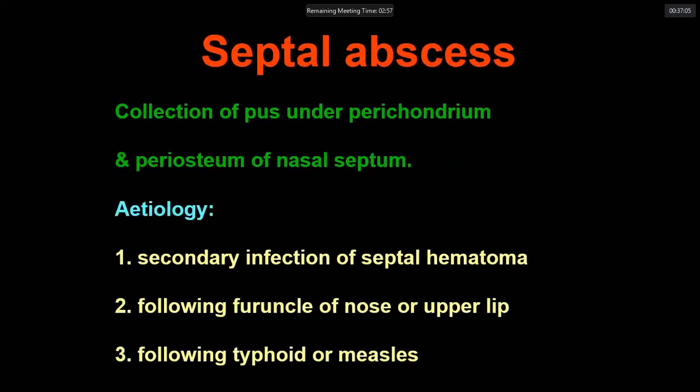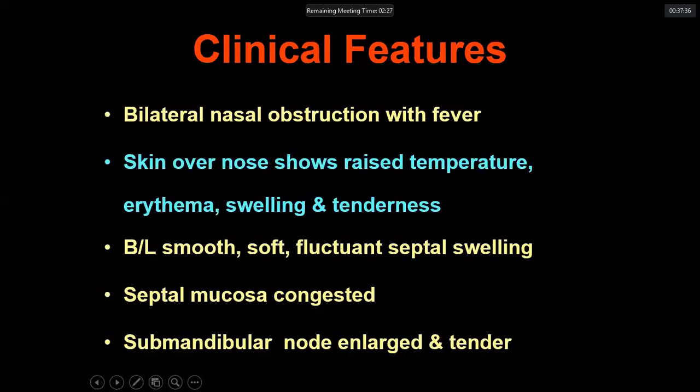Now, septal abscess: collection of pus under the perichondrium and periosteum of the nasal septum. Etiology: it is mostly always secondary to infection of the septal hematoma. It can also follow furuncle of the nose or the upper lip, and it can also follow typhoid or measles. But most commonly, septal hematoma precedes septal abscess. Just like septal hematoma, septal abscess is also an emergency condition.